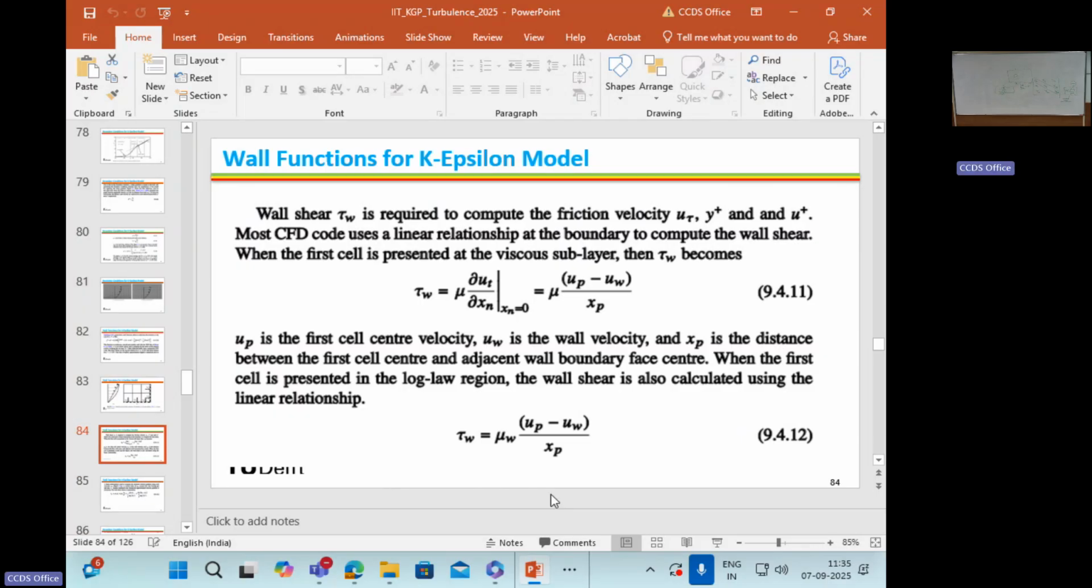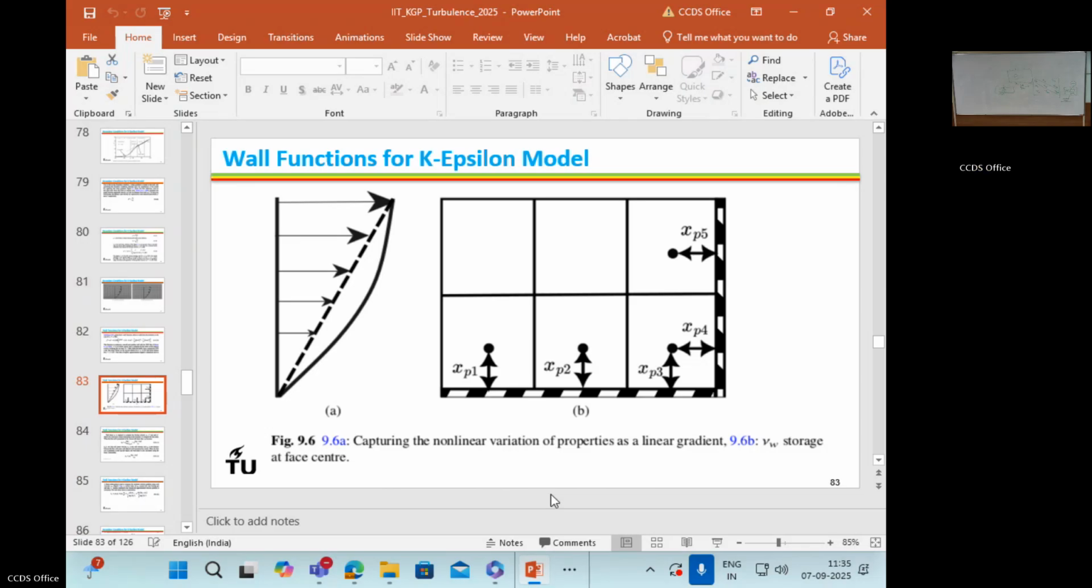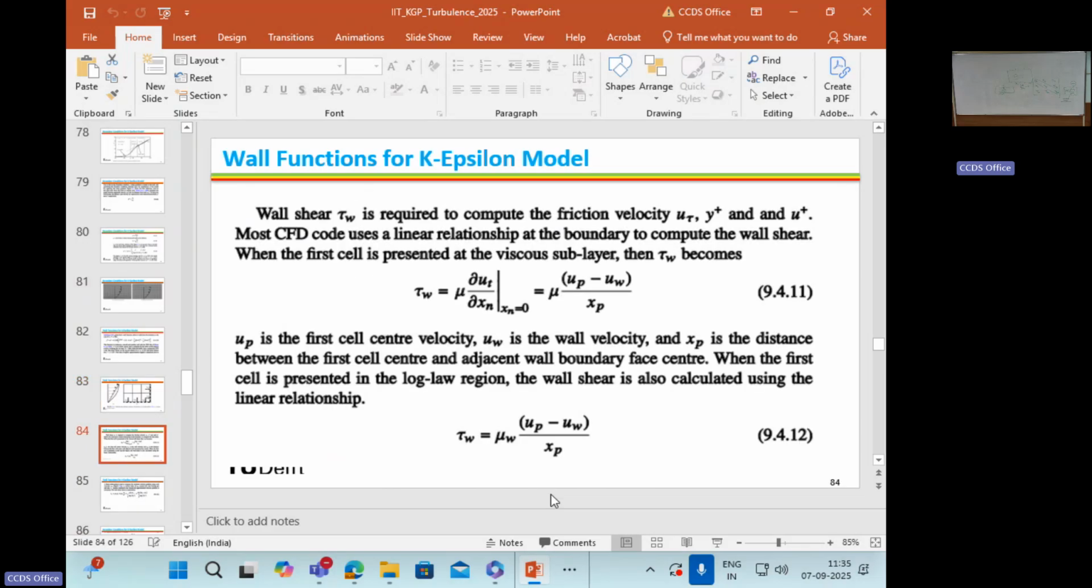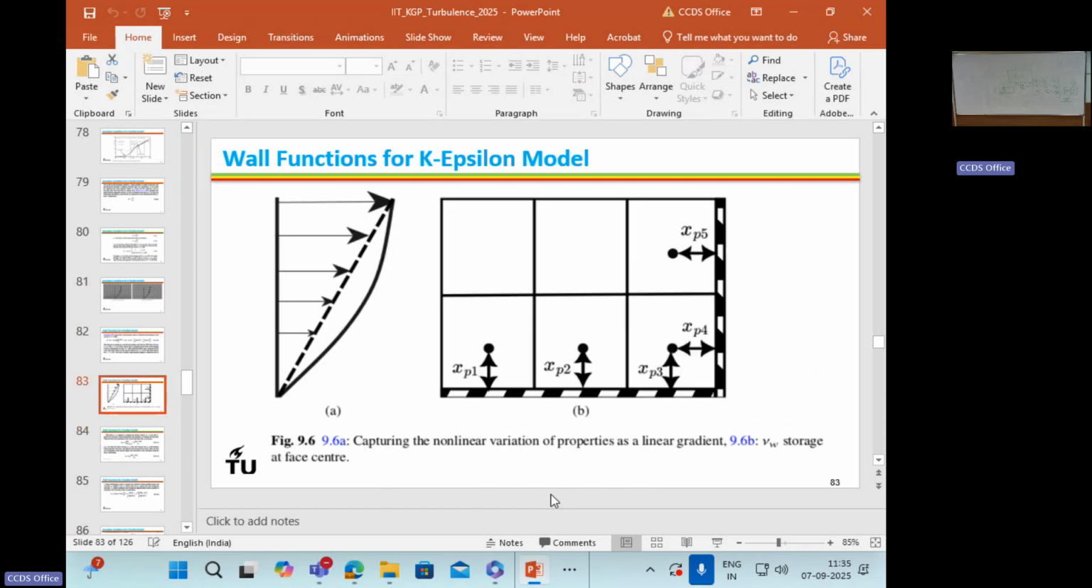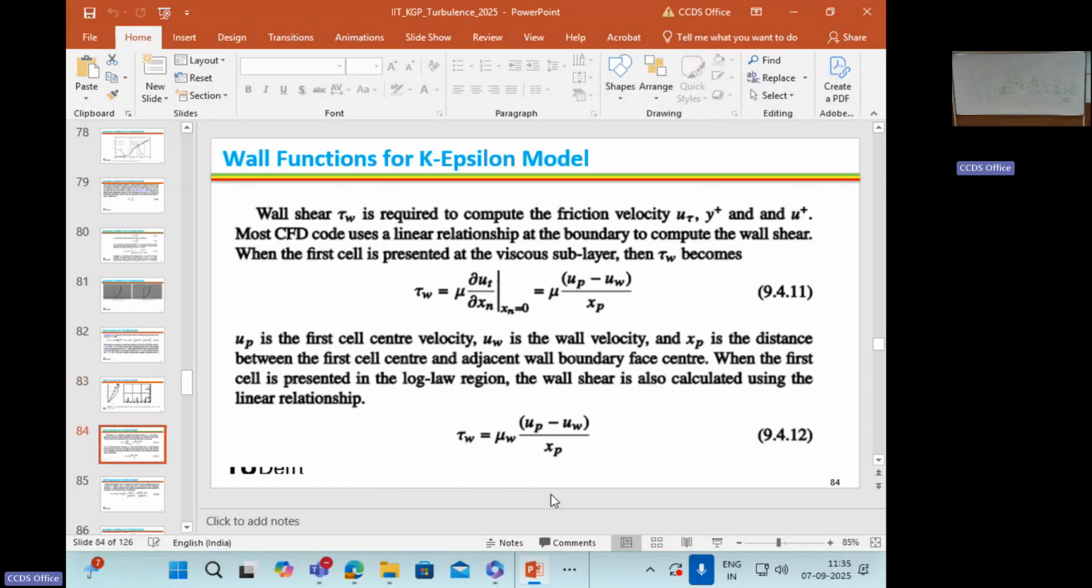If my first cell center is in the viscous sublayer, then how does the tau shear stress look? It looks like this formula, right? So UP is the cell center value, and this is my boundary value. If there is a no slip condition, this boundary value should be 0, right? So the cell center value minus the phase center value, divided by the distance between cell center and phase center. That is supposed to be the correct one, multiplied by the dynamic viscosity. That will give me the tau omega.